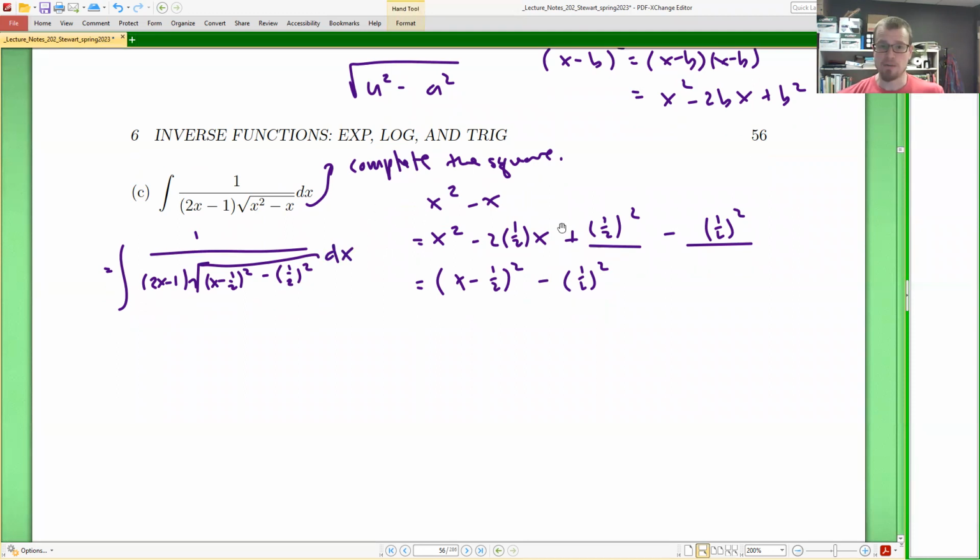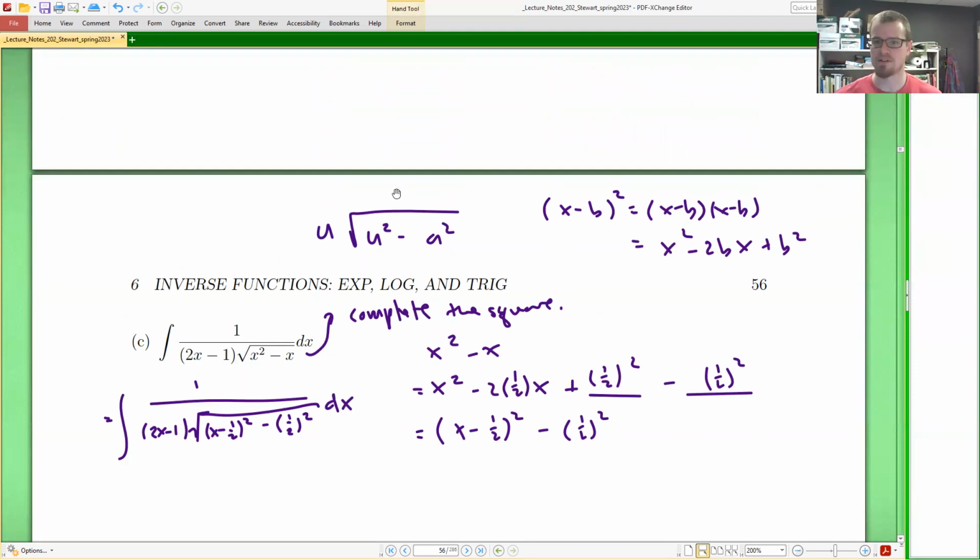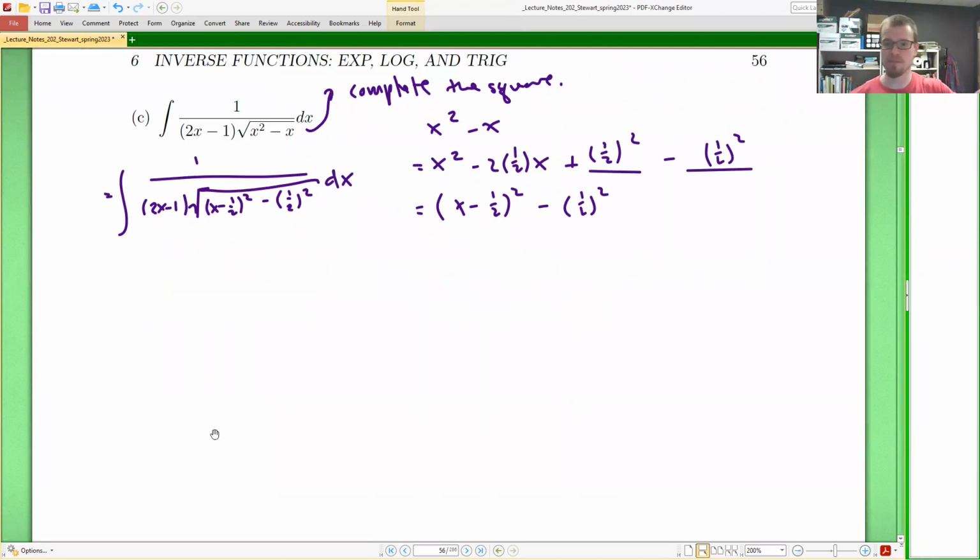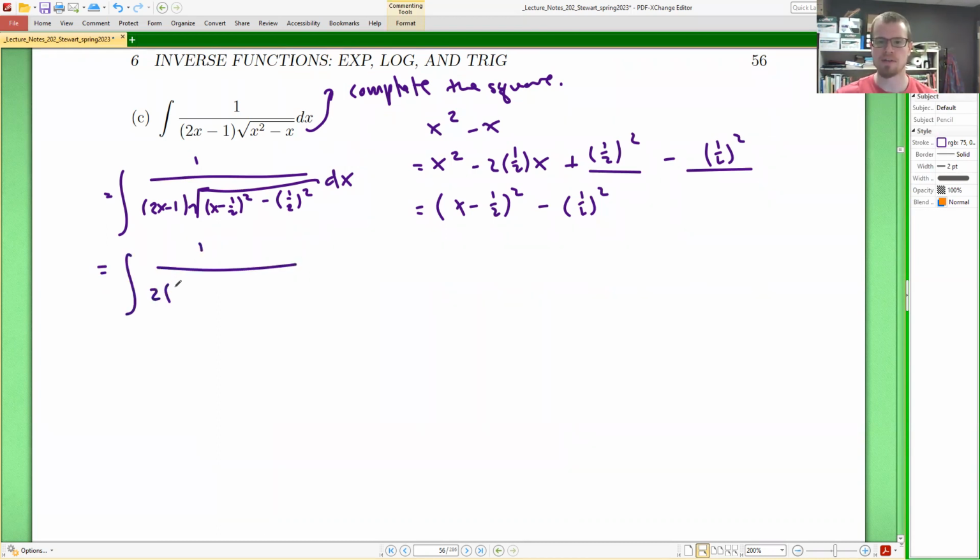A couple things that we need to observe here is I want to have u out in front of that, right? Because I'm looking to integrate something that looks like this to get the arcsecant. So I need u out front, but u is x minus 1/2, and this is not x minus 1/2. However, I can pull out a factor of 2 from that to observe this as the integral of 1 over, pull out a 2, and I get x minus 1/2.